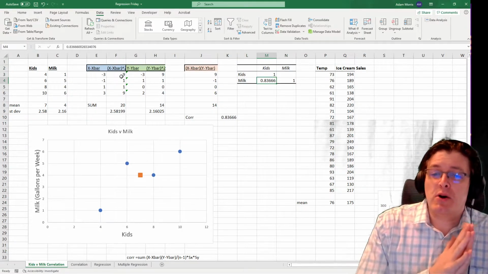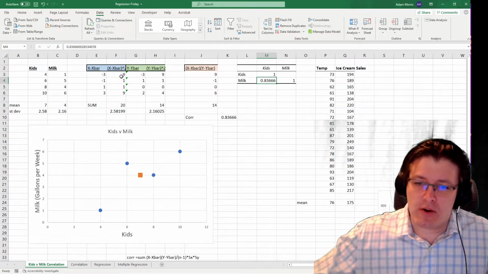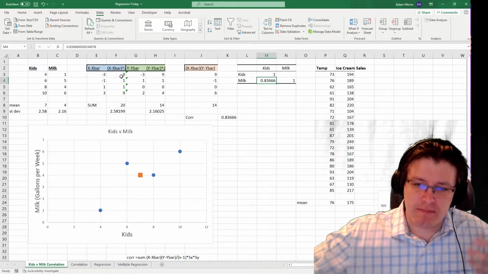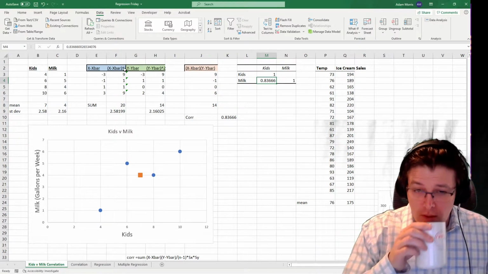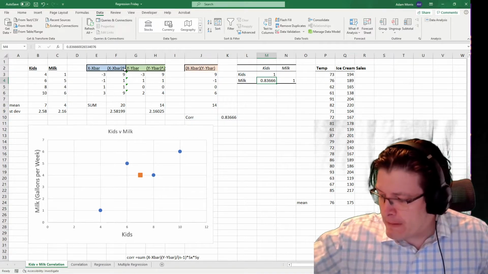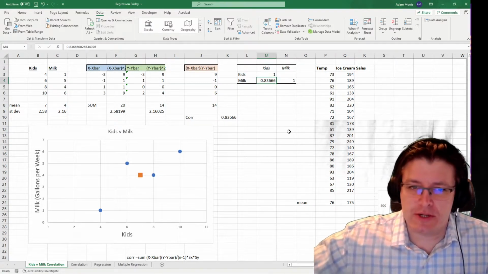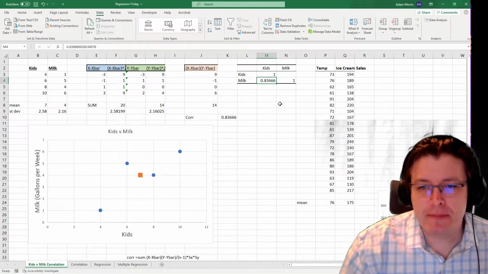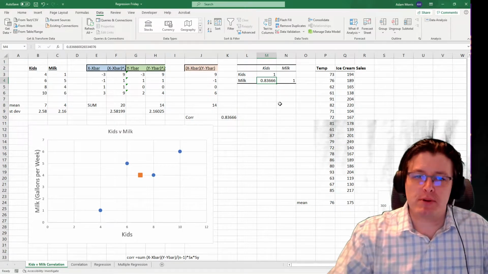Okay, so we can do things like correlation and later regression very quickly, but of course I'm forcing you to do it by hand often because it's important to know what this computer is doing in the background.